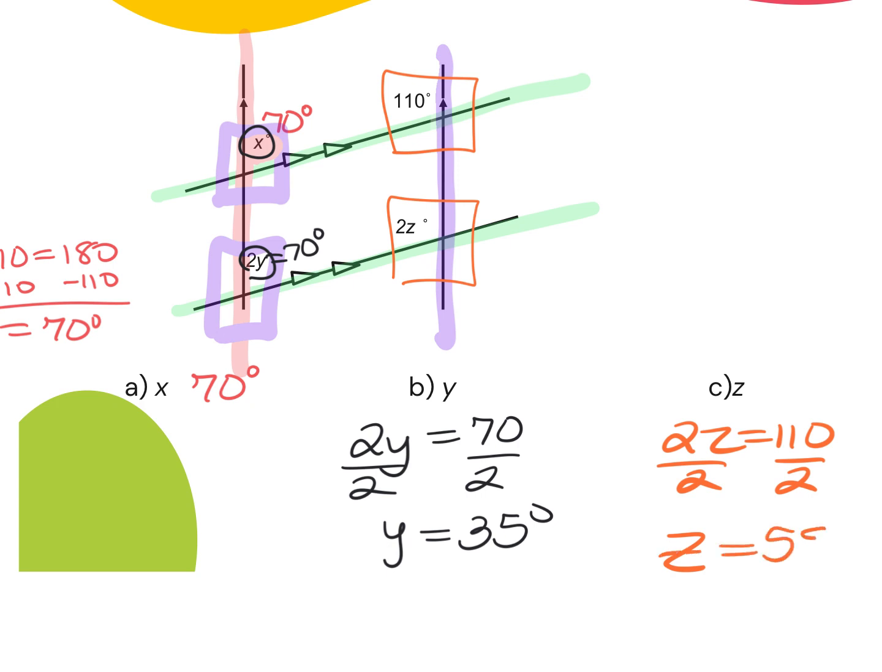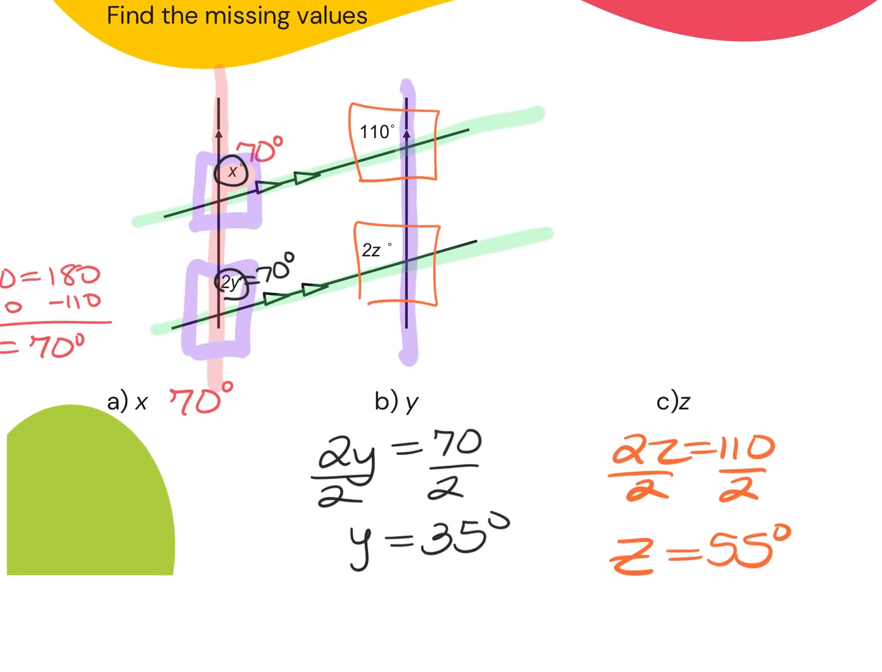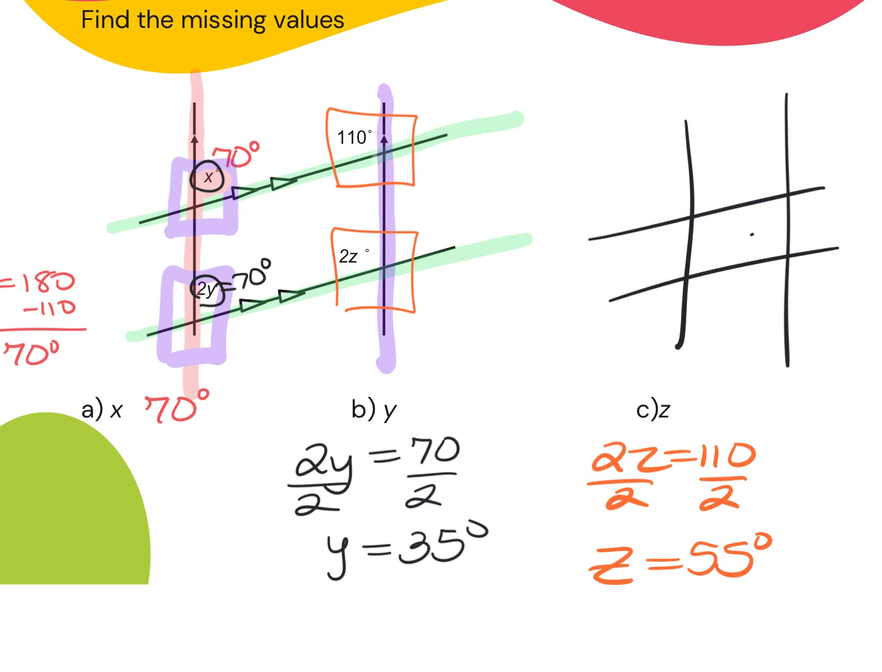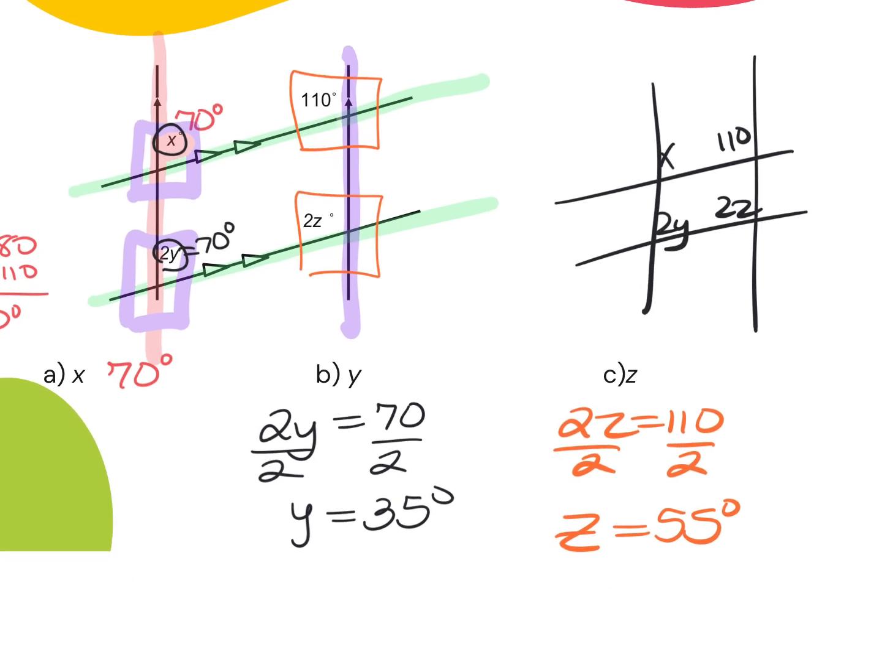Now, you could have also, and let me just redraw this here, found the value of z by using the other transversal. So I had 2z here, 110, the x, and the 2y. You could have also done this.